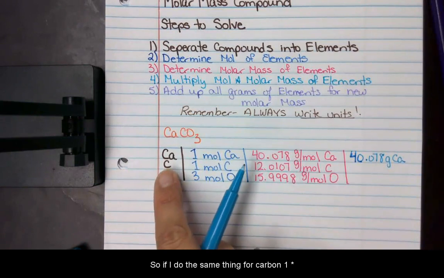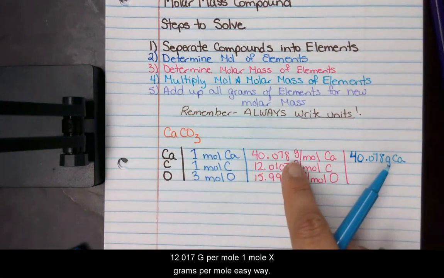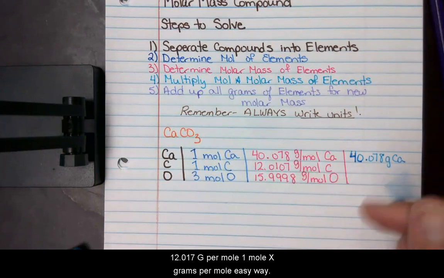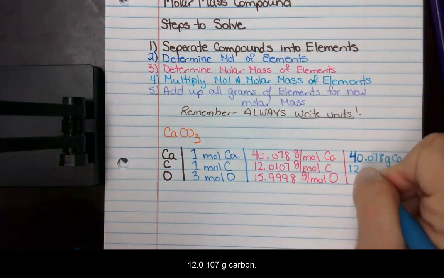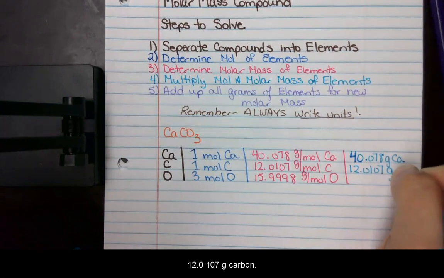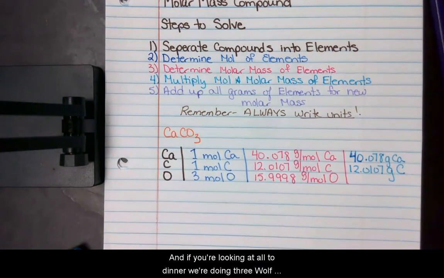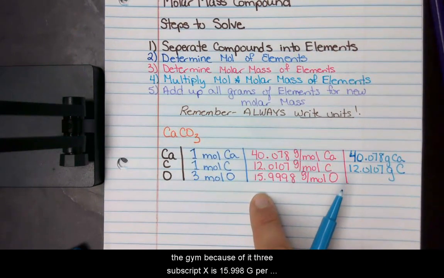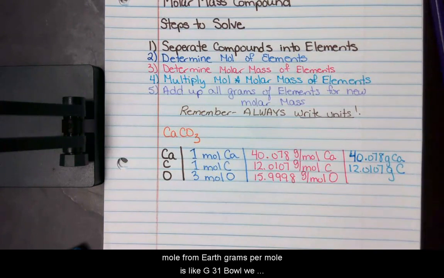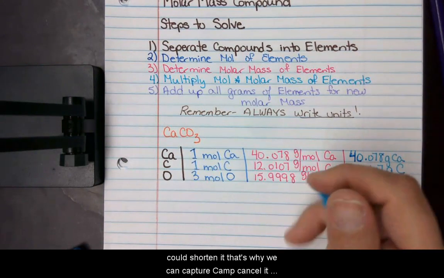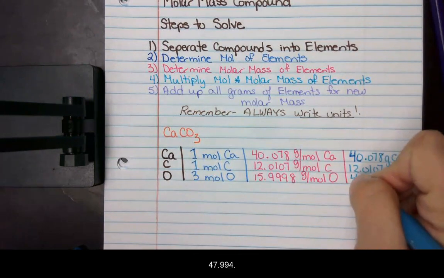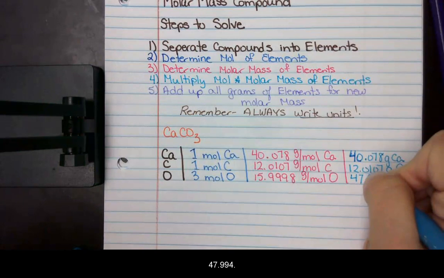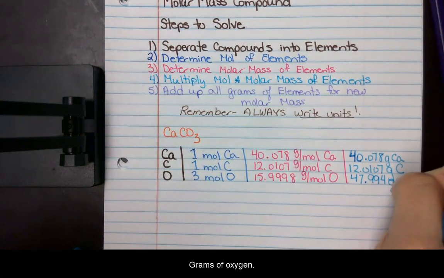So if I'm doing the same thing for carbon, 1 times 12.0107 grams per mole, 1 mole times grams per mole leaves me with 12.0107 grams carbon. And if we're looking at oxygen, we're doing 3 mole oxygen because of the 3 subscript times this 15.998 grams per mole. Remember, grams per mole is like grams per every 1 mole. We just shorten it. That's why we can cancel it out, and I end up with 47.994 grams of oxygen.